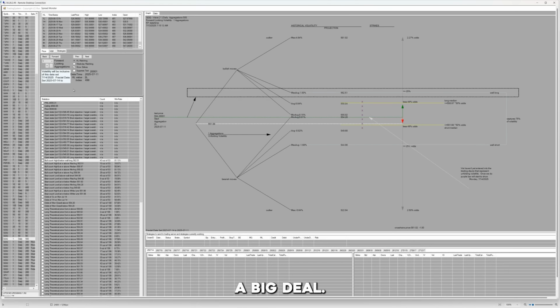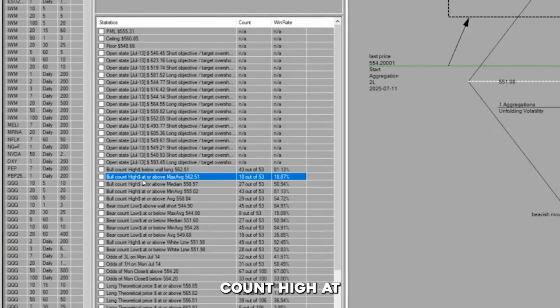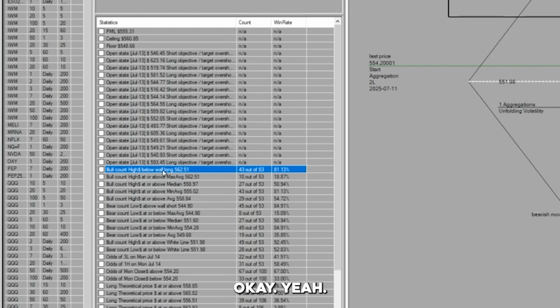It's not a big deal. And then we also got to talk about the weekly spread monster. So first, the statistics, the basics. Next up, we have the bull count, high at or above the max average. This is the max average, 1.50. High 562.51, same price. 10 out of 53, that is 18.87%. Basically, high forming above. This was the below, below 562.51. If you subtract that, basically subtract 100 minus 81.13, you're gonna get this 18.87%.